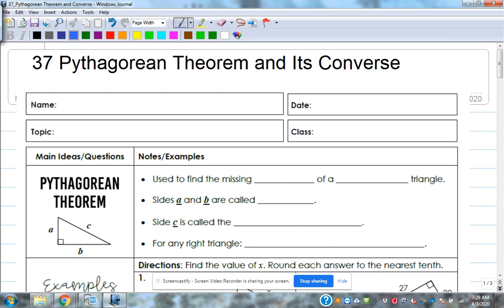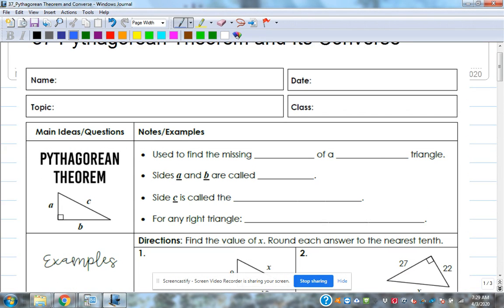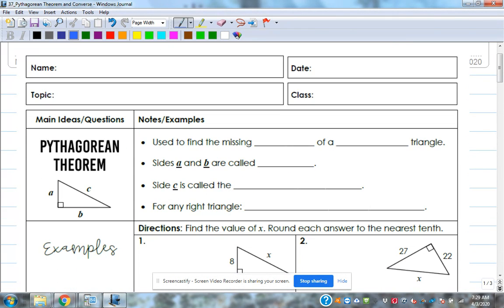Hi folks, we're going to talk about the Pythagorean theorem and its converse in this video. So first thing we're going to talk about is just the Pythagorean theorem that we've known for so long. It's used to find the missing side of a right triangle.